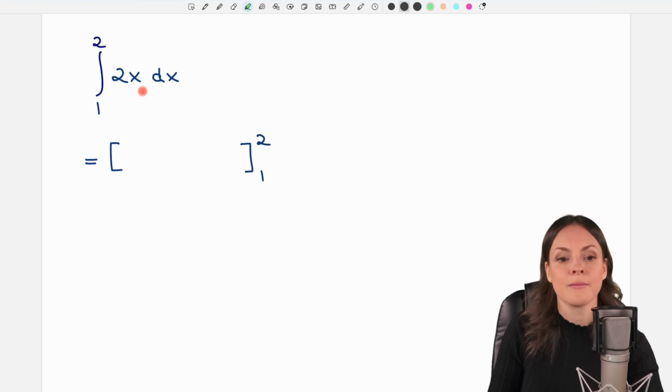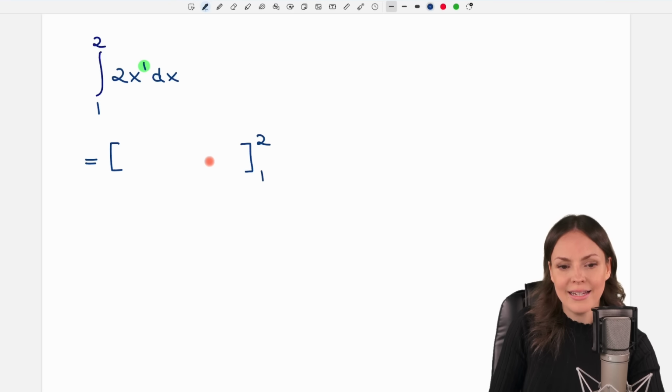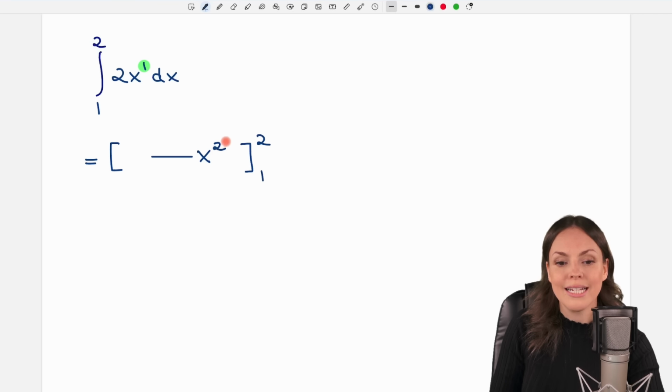Well, the rule is the following. If you have x to the power of, if we don't see anything here, it's to the power of 1. Then the rule tells us to take this x, but to increase the exponent by 1. So instead of 1, we're going to write a 2. And in front of this, I'm going to write a fraction. In the denominator, I'm going to write down the new exponent, so my 2. And in the numerator, I'm going to write down the number that was in front of my x here. So the 2 from here, I will write it down here.